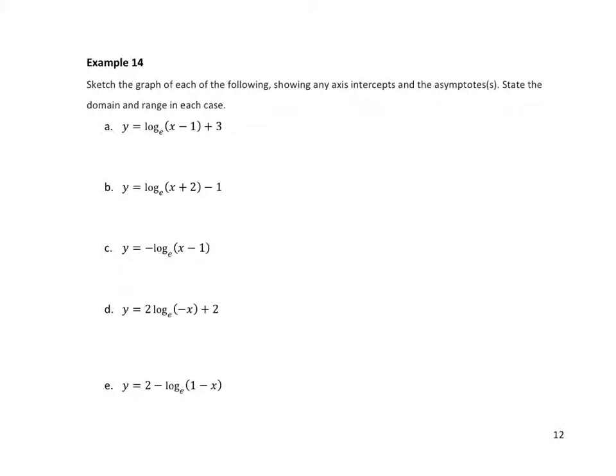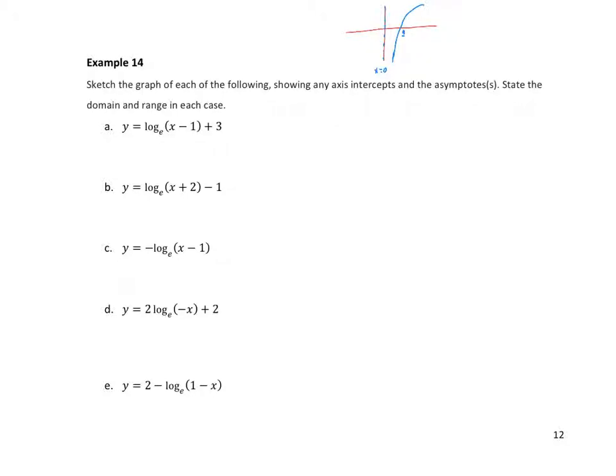Okay, so we can see up above what our basic log graph looks like. Let's just do a quick sketch of that so it's always forefront in our mind. There's our graph. That's at 1, and I have that vertical asymptote at x equal to 0. Showing axis intercepts and asymptotes, state the domain and range in each case.